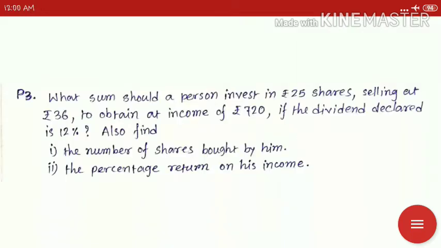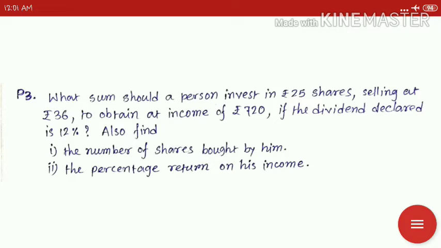Third problem is that, there you go. That is the third problem. What sum should a person invest in rupees 25 shares? That means this rupees 25 is the face value. Selling at rupees 36, that means it is the market value, to obtain an income of rupees 720. This income means the dividend, that is rupees 720. If the dividend declared is 12%, that means it is the rate of dividend.